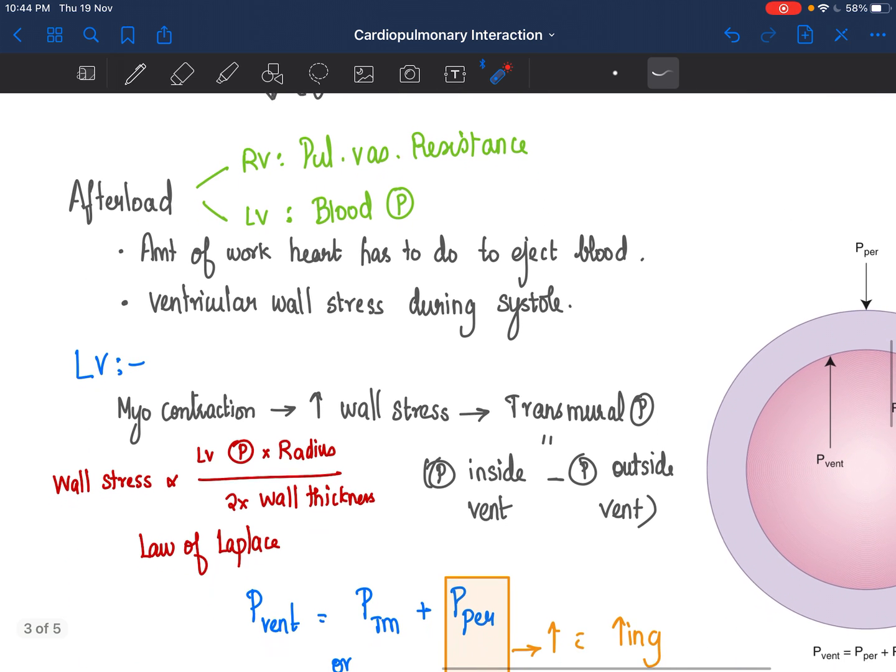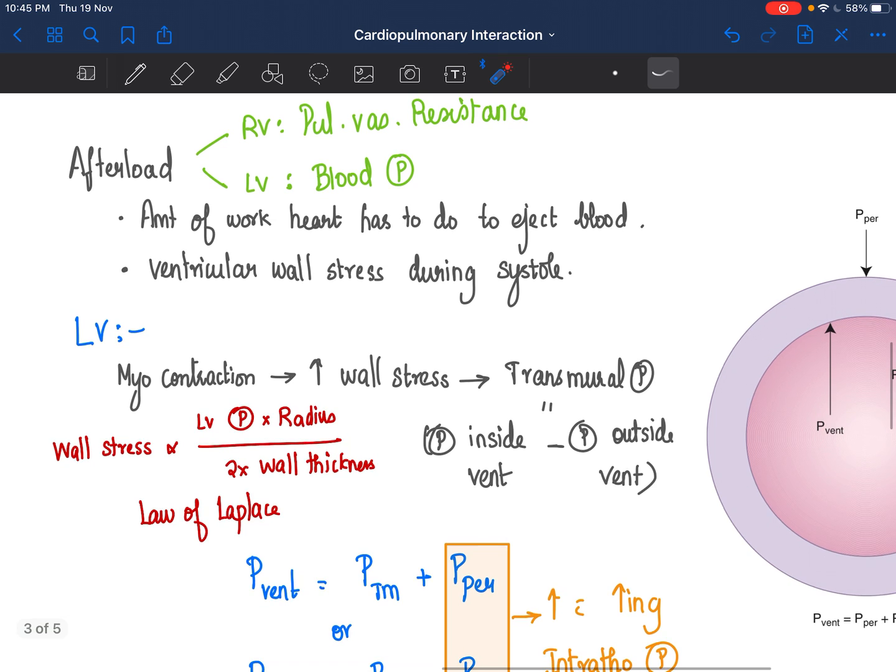Now coming to afterload. Afterload is different for the right side and the left side. Okay, because the right sided afterload is determined by your pulmonary vascular resistance, whereas your left sided afterload is determined, to put it simply, by your blood pressure. Afterload is the amount of work that the heart has to do to eject blood, and ventricular wall stress during systole can also be called, or you can label it as, the afterload.